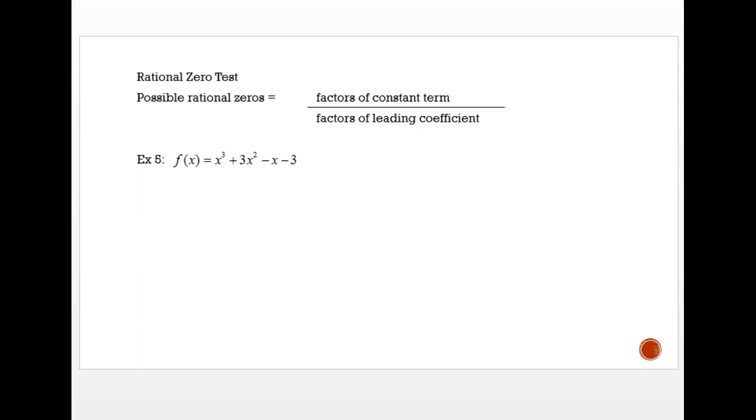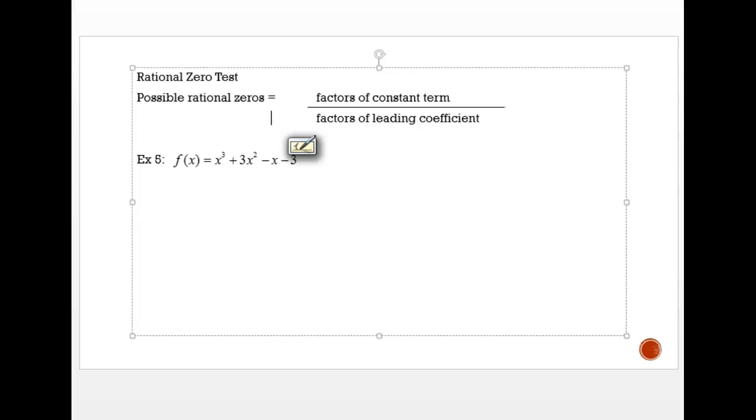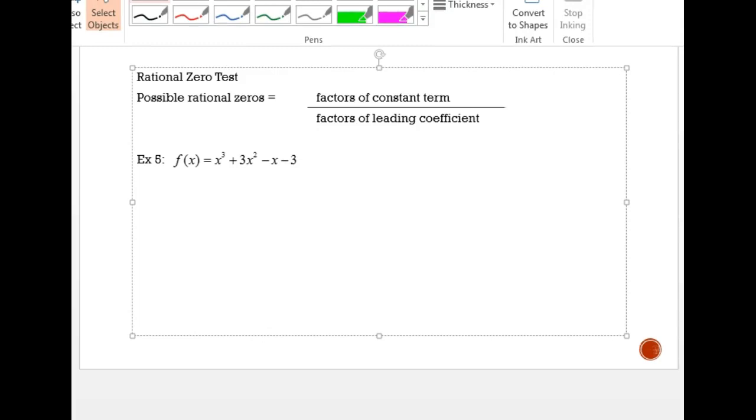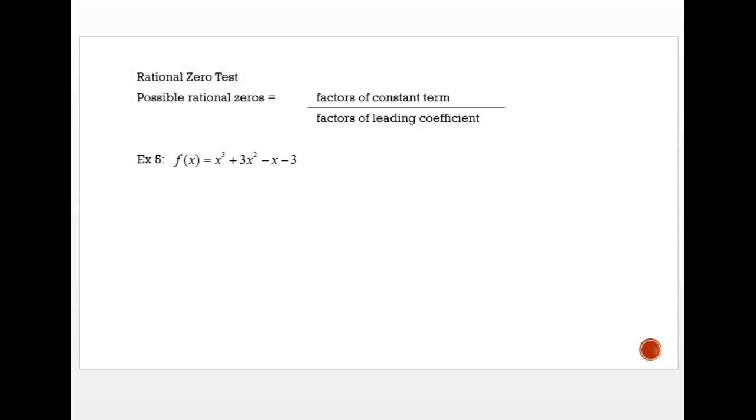All right, last but not least is what we call the rational zero test. So if you're looking at this going, I don't even know where to start. What if they don't give me zeros? How am I supposed to know? There's what's called the rational zero test. So you can know the possible rational zeros by looking at the factors of the constant term. Now the constant term is the last term without an x. Factors of that, divided by the factors of the leading coefficient.